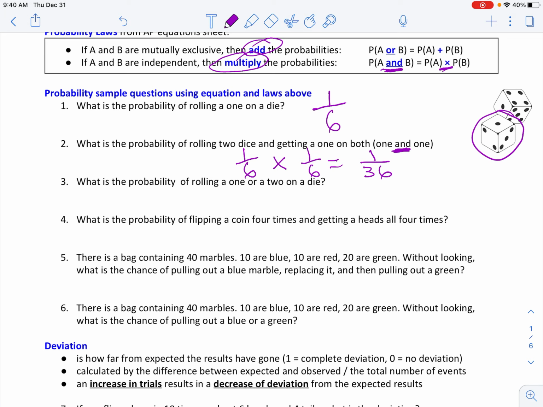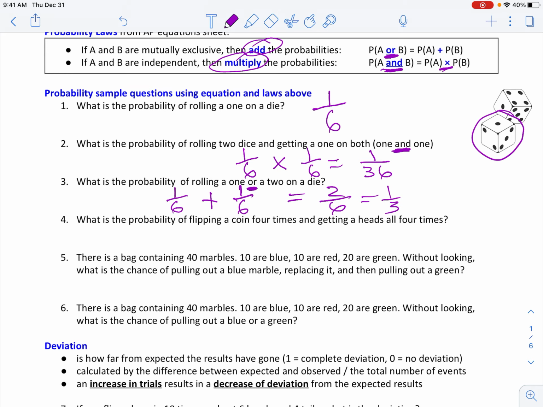What is the probability of rolling a 1 or a 2? Okay, well, getting a 1 is a 1/6 chance. Getting a 2 is 1/6 chance. So these are mutually exclusive of each other. Probability of rolling a 1 or a 2. Okay, so we're going to add them up. So 1/6 plus 1/6 equals 2/6. Or if I reduce it, it equals 1/3.